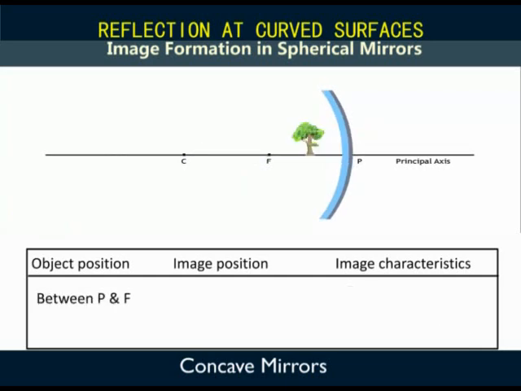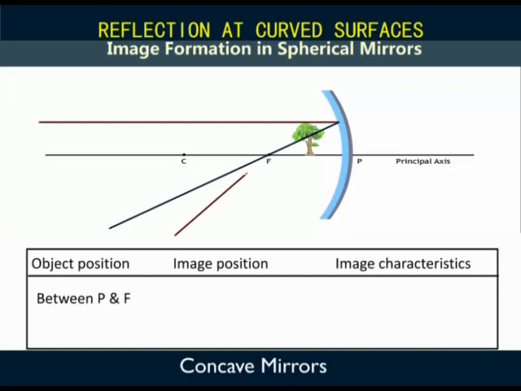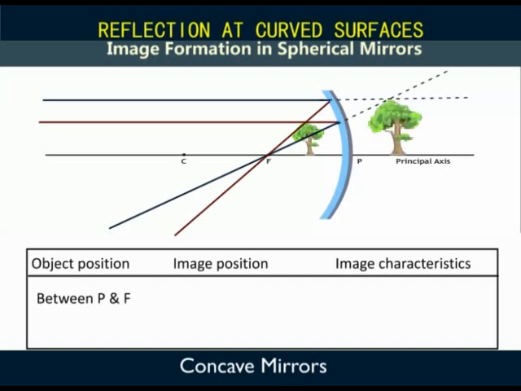Finally, an object placed between F and the mirror. First ray, parallel to the principal axis. It is reflected through F. Second ray, through F. This one is reflected parallel to the principal axis. Now, on this side, the rays appear to be diverging. If we extend them on the other side, they converge here. So the image is formed on the opposite side of the mirror. This image is virtual, direct, and magnified.